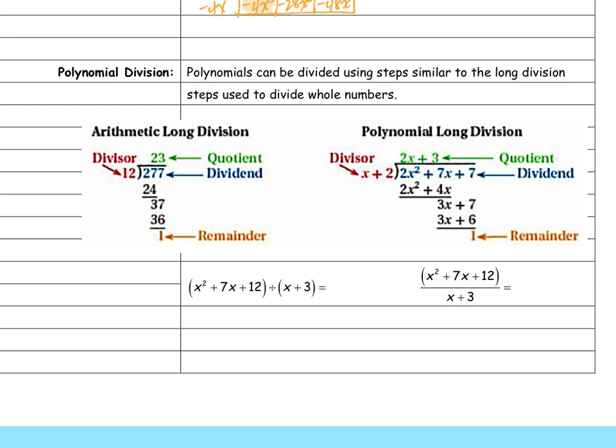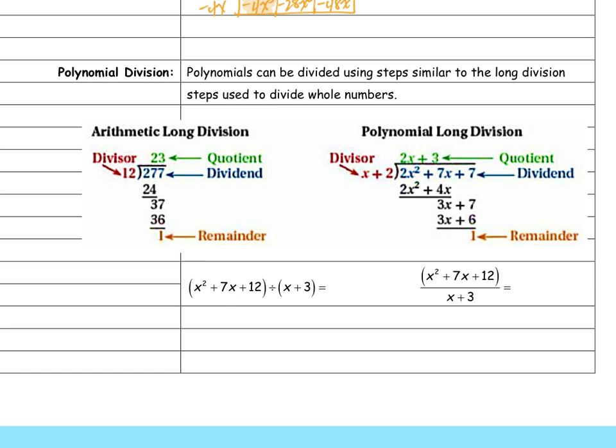So we're going to do polynomial division today. So that's all we're doing today is long division. Okay, so polynomials can be divided using steps similar to the long division steps used to divide whole numbers. And I used to start this lesson off doing the long division, the 2 pictures that I showed that are up there right there. And I do them side by side. Not doing that anymore. Okay, but it's the same thing, right?